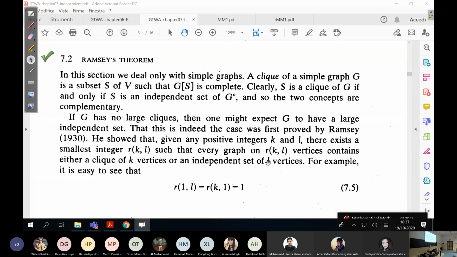The incredible thing is this. He showed that, taking any positive integers k and l, there is for each pair k and l a certain number called the Ramsey number for that pair of integers, such that every graph with at least that number of vertices contains either a clique of k or an independent set of l vertices. No matter how you draw it.